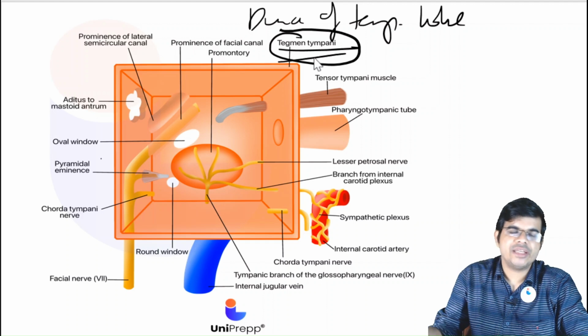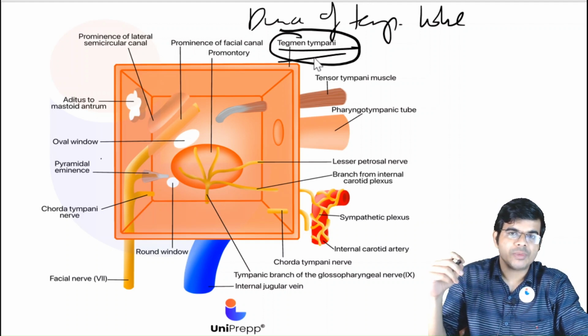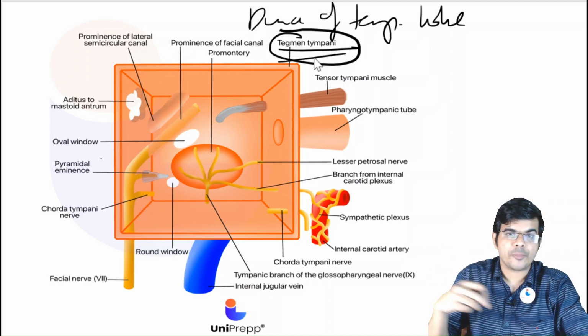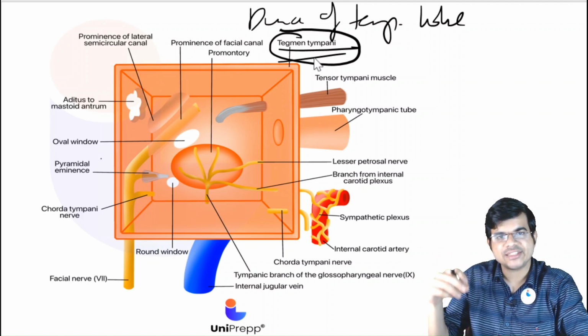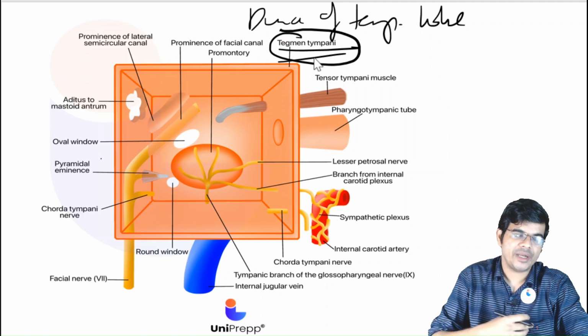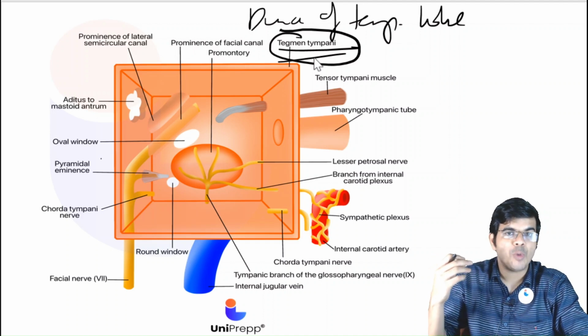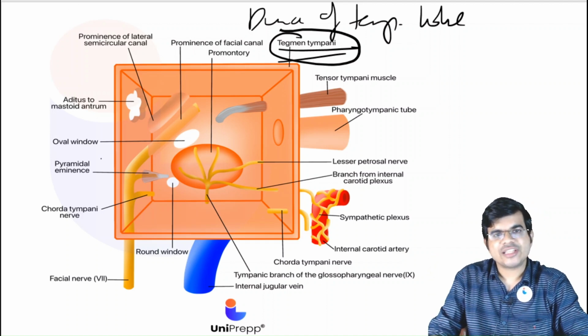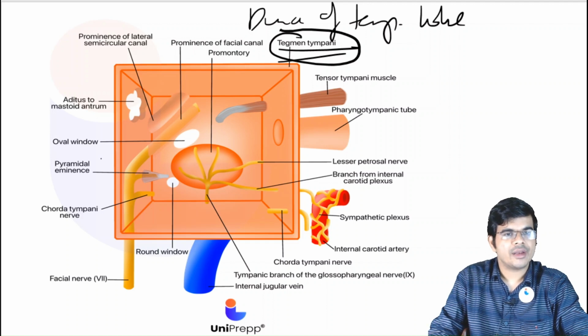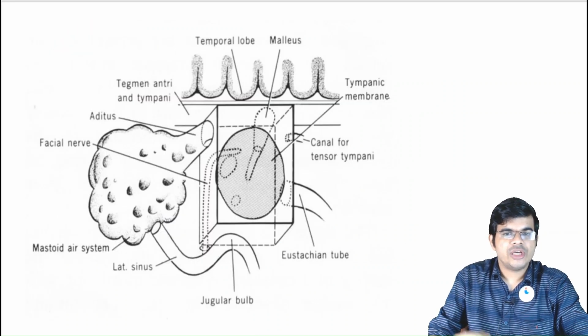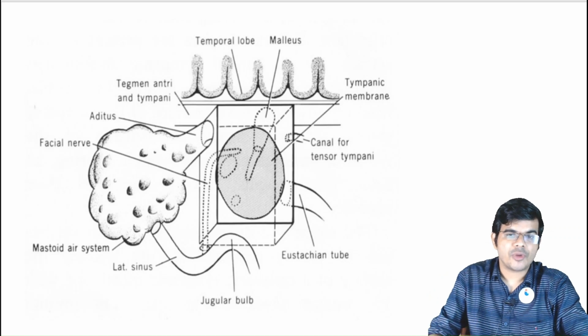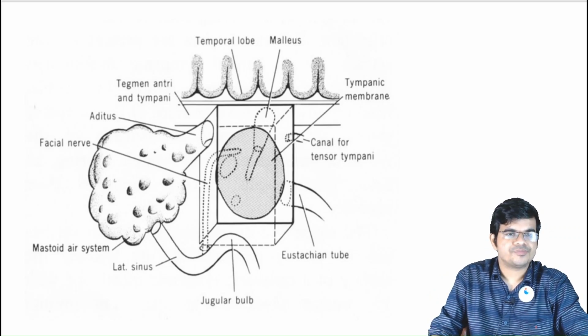This tegmen tympani separates the middle ear from the dura of the temporal lobe, and of course from the tegmen tympani you have got a projection called cog which divides the epitympanum into anterior and posterior epitympanum, and also it forms a landmark for the first genu of the facial nerve. All these things you know, right? So this is how the dura of the temporal lobe is being separated from the middle ear by the tegmen tympani.